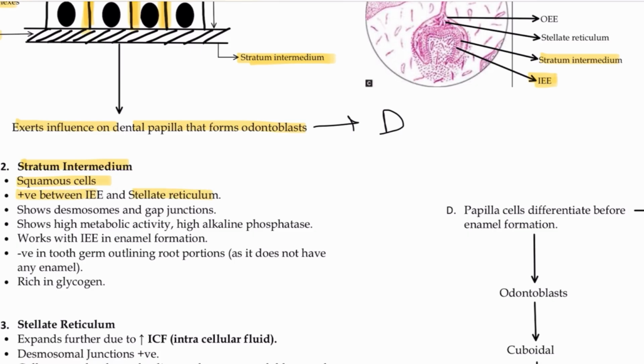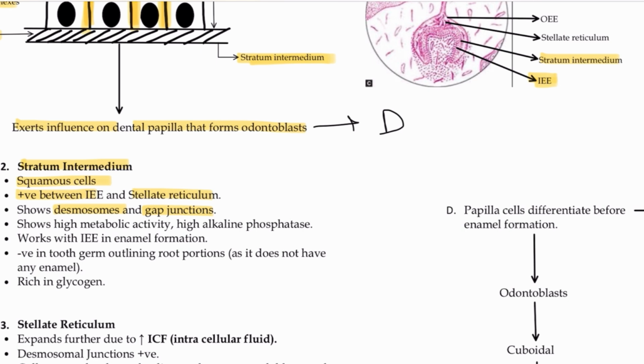Okay, in the diagram you can see, it is present between the inner enamel epithelium and the stellate reticulum. They show desmosomes and gap junctions. Write that in all of them. Honestly speaking, just write that. Don't take my advice, please don't take that. But yeah, you get my point. Desmosomes and gap junctions. Gap junctions are coming up now.